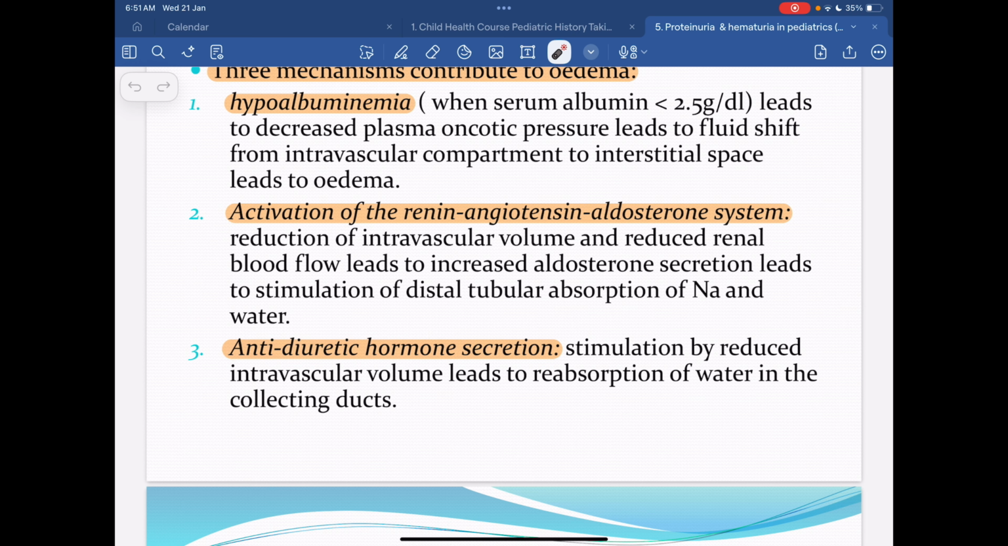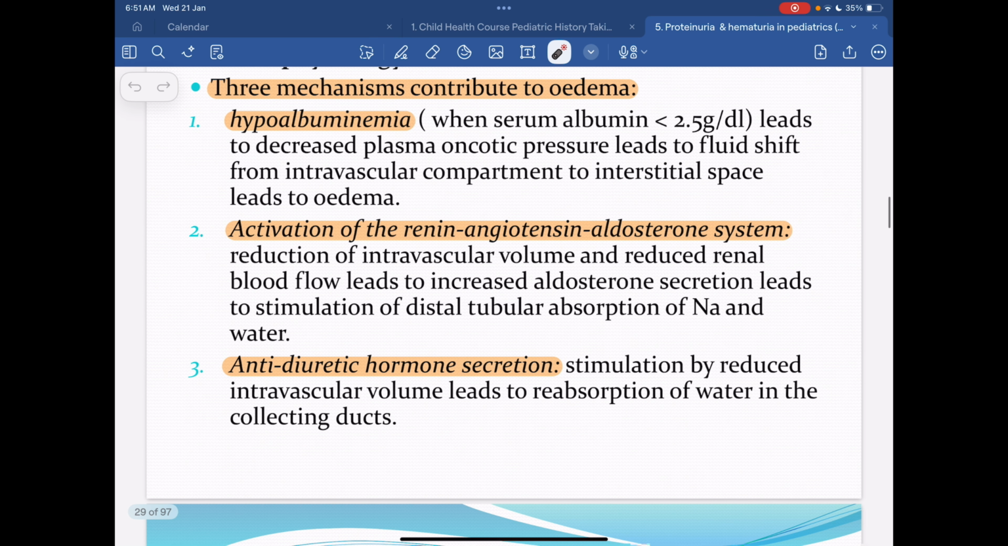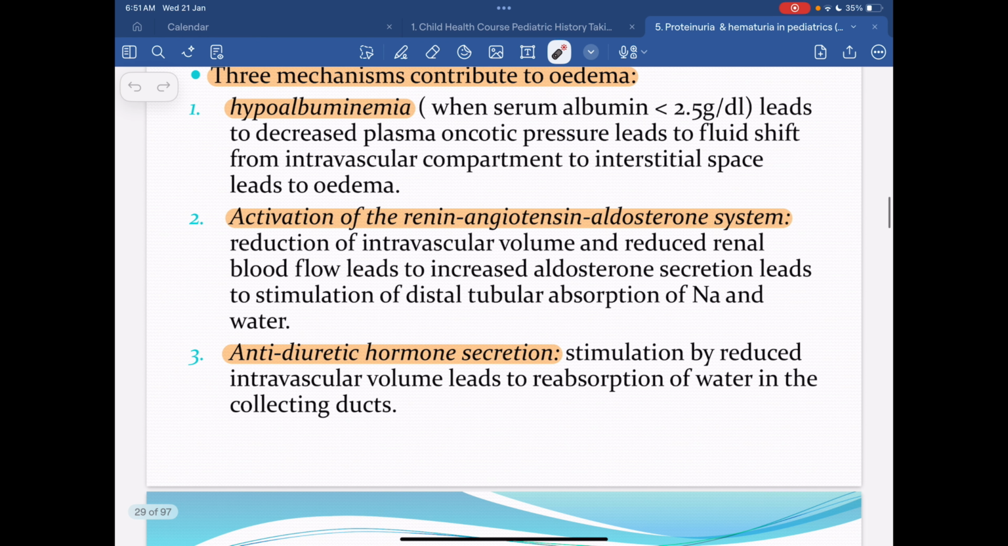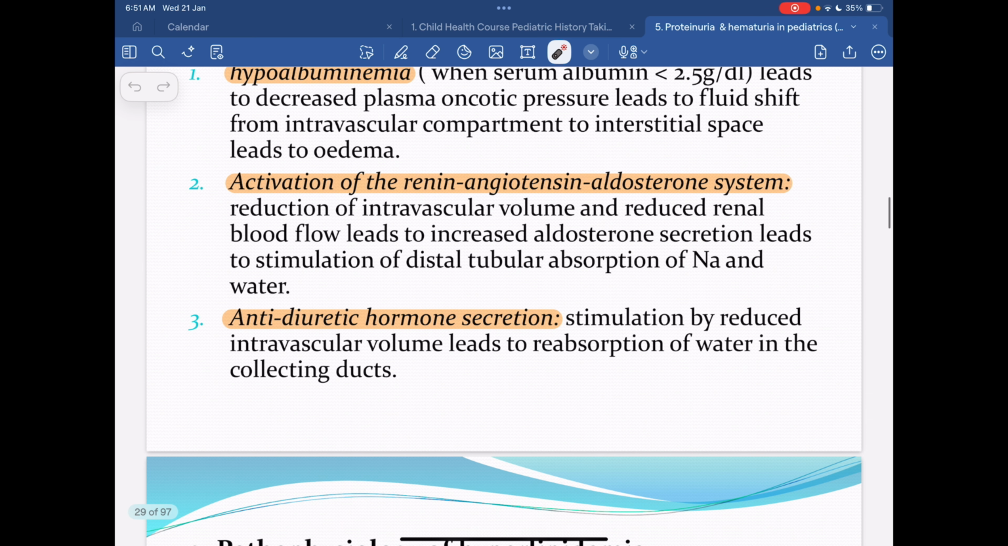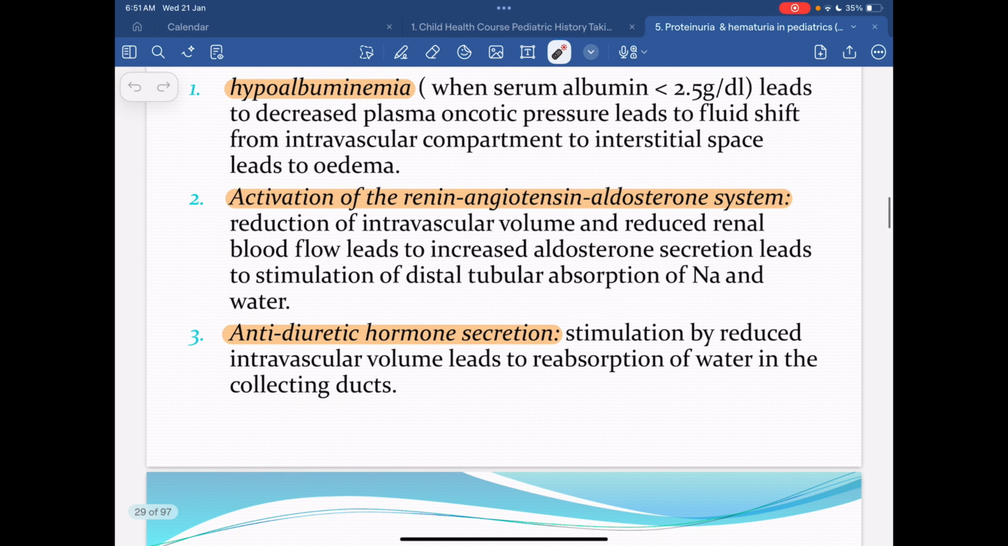So it's stimulation by reduced intravascular volume, leading to reabsorption of water in the collecting ducts. My bad. هذا aldosterone secretion اللي يخلي الصوديوم يلحق الموية، وبعد هذا السيستم يخلي عندنا ال ADH اللي تجي موية بدون صوديوم.